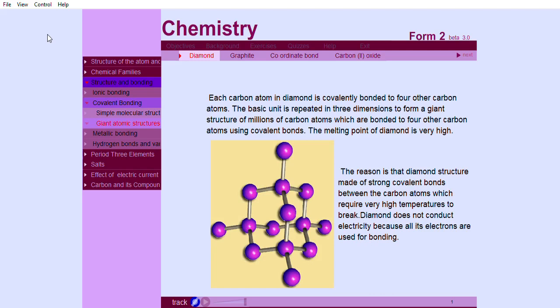The basic unit is repeated in 3 dimensions to form a giant structure of millions of carbon atoms which are bonded to 4 other carbon atoms using covalent bonds. The melting point of diamond is very high. The reason is that the diamond structure is made of strong covalent bonds between the carbon atoms, which require very high temperatures to break. Diamond does not conduct electricity because all its electrons are used for bonding.